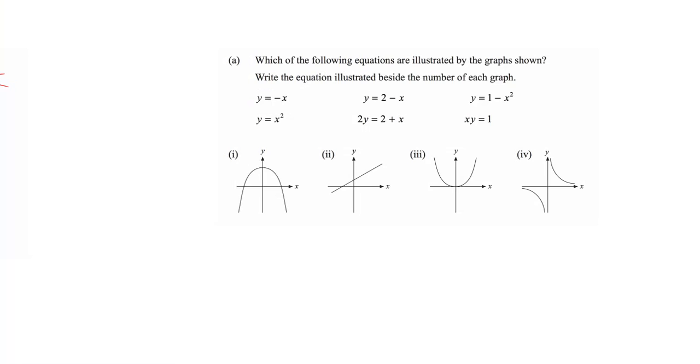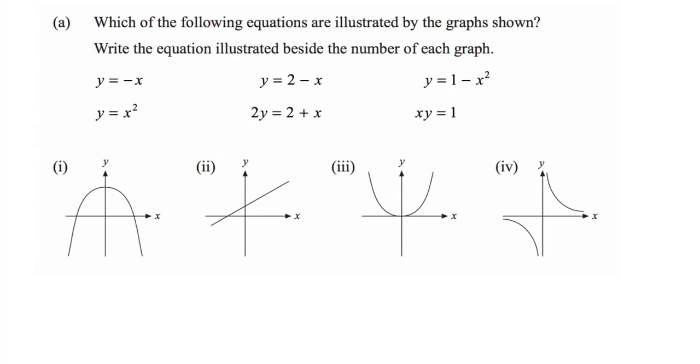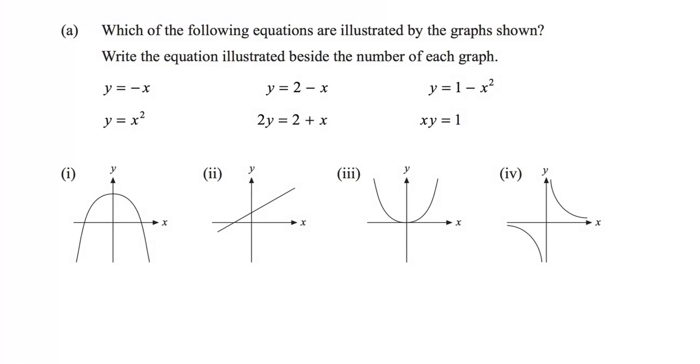Right, let's go on. Final question now. Okay, let's try and make this a bit more complex. So we've got 4 different graphs, but we've got 6 different algebraic equations. Can we work out which one is which? This is going to be pretty tricky. Let's go straight away and think about this.